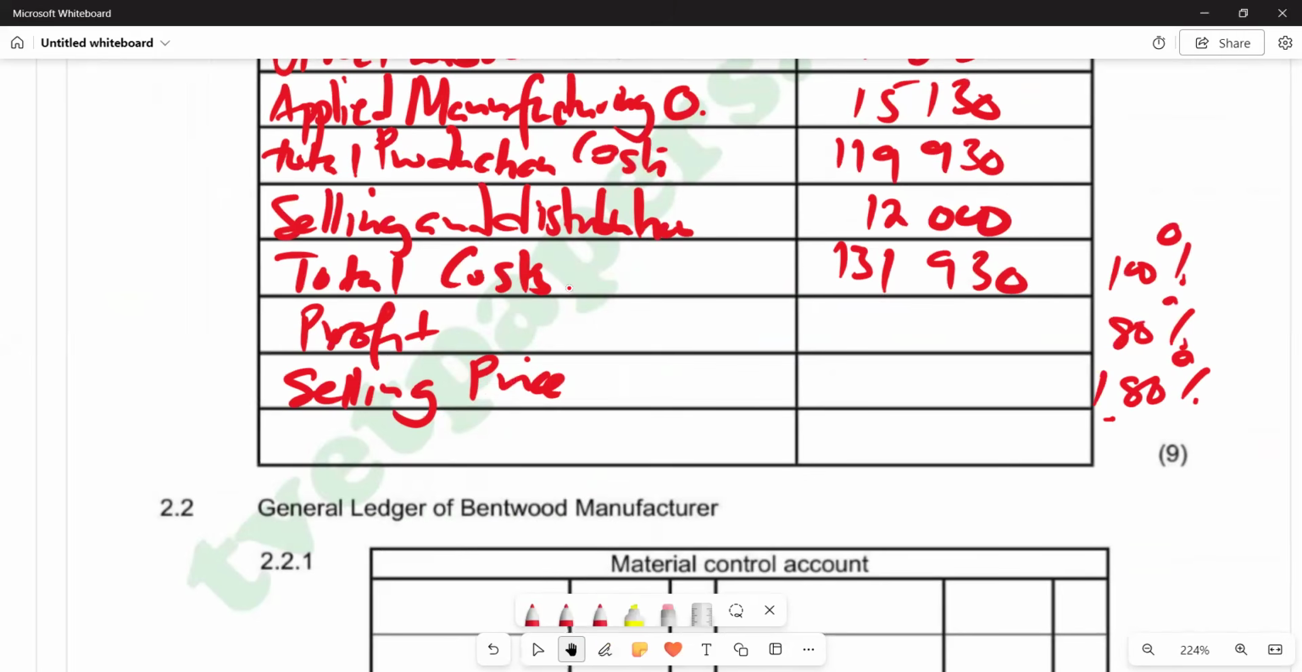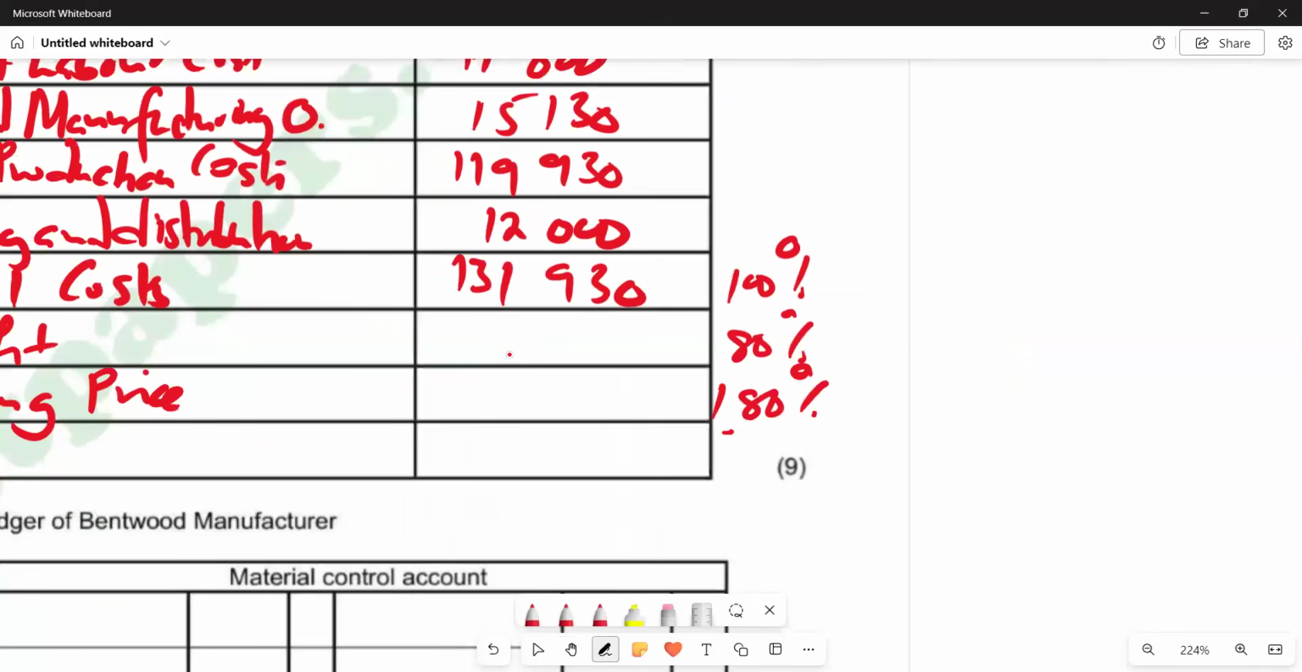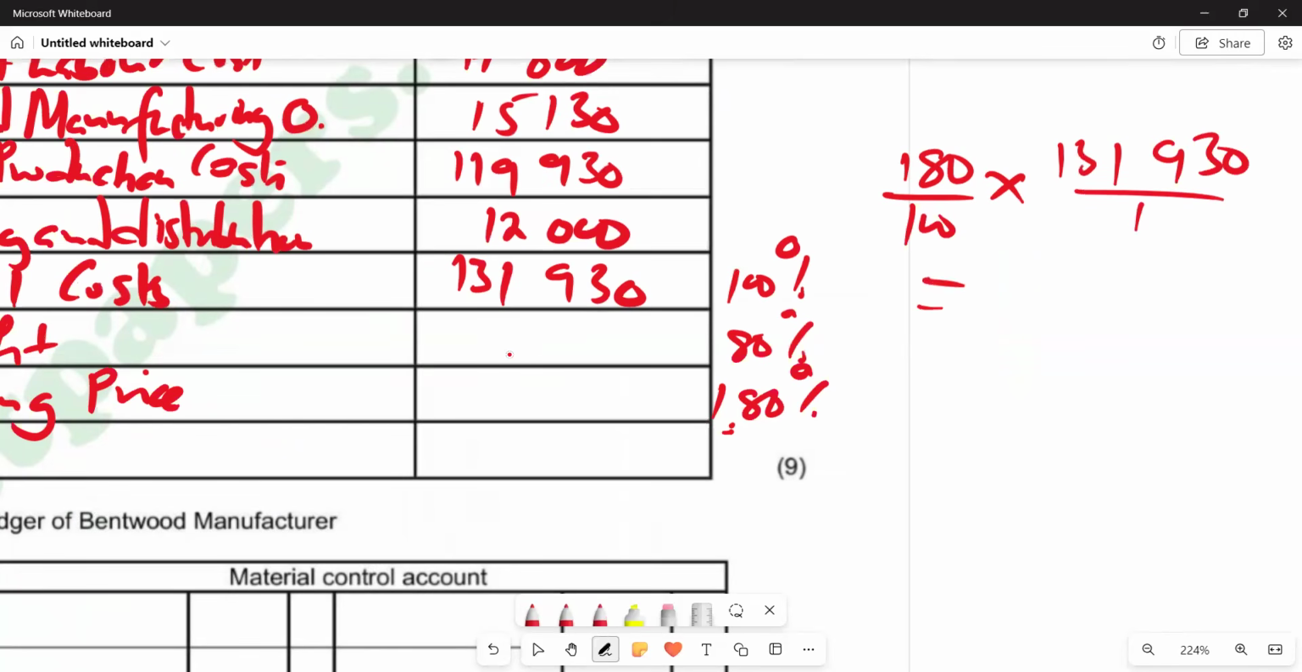So basically we are saying, the figure that we want is 180. So this is what we don't have, as a numerator. What we have is 100% as a denominator. Then we multiply by the given figure, which is 131,930. And then we calculate it as such. You see that we are going to get a selling price of 237,474. So that's the same figure that is going to come here as our selling price.